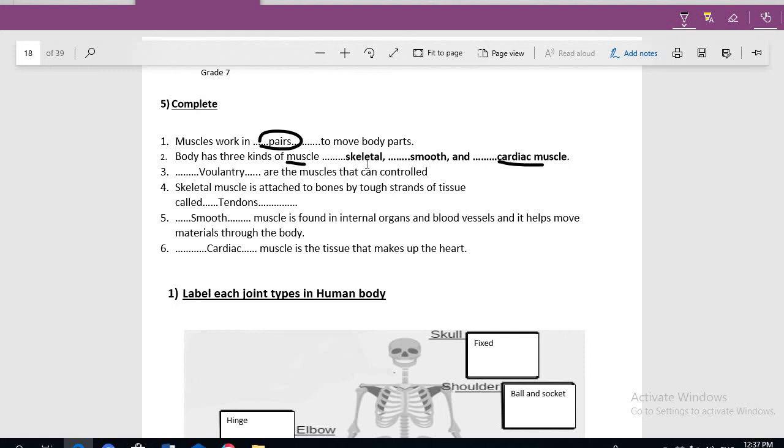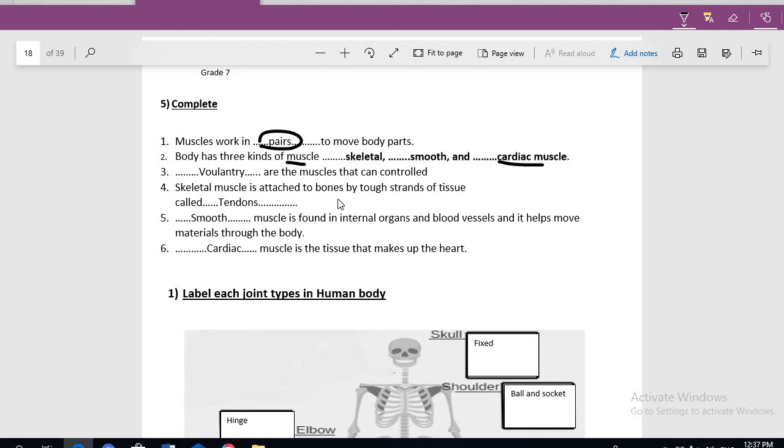Skeletal muscles are muscles that can be controlled, called voluntary muscles. Voluntary muscle can be controlled, like the arms or legs. Lung muscle cannot be controlled, and cardiac muscle also cannot be controlled, which is called involuntary muscle, while voluntary muscle can be controlled.